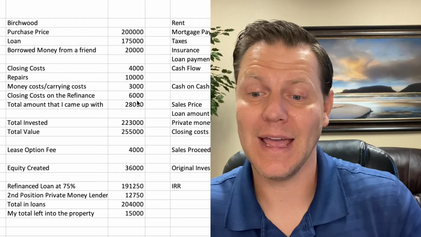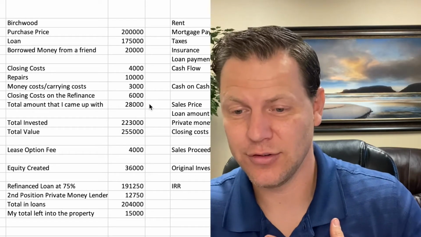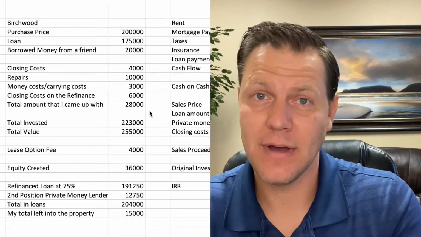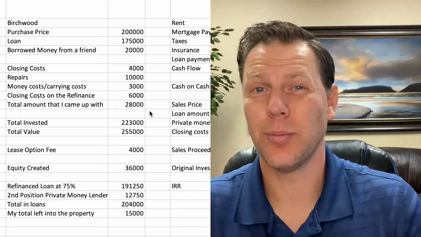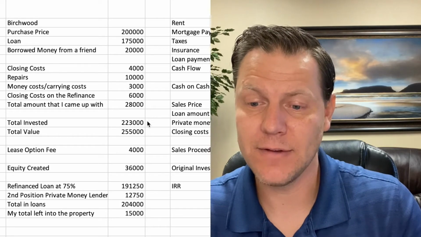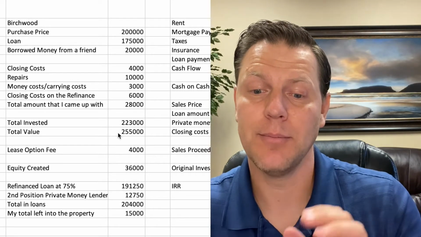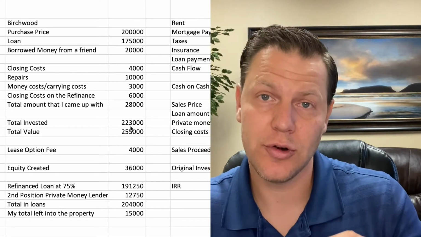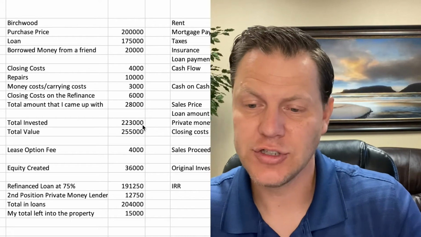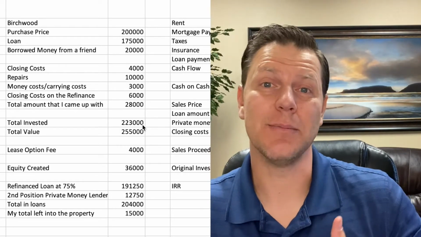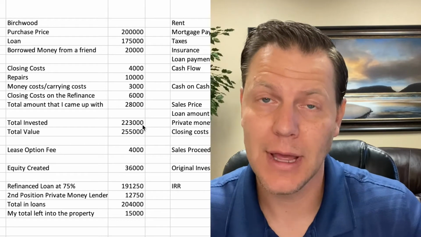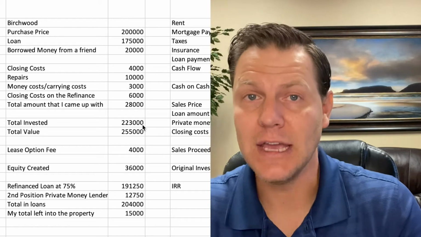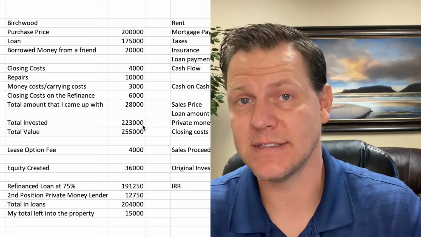So the total amount that I had to come up with was $28,000, okay? Once I purchased the property and got it refinanced, the property would appraise at $255,000. So that was the market value of the property. My total invested was $223,000. So I was actually able to create some equity going into this property by buying it below market value, fixing it up, and then increasing the value of the property once it's been fixed up.